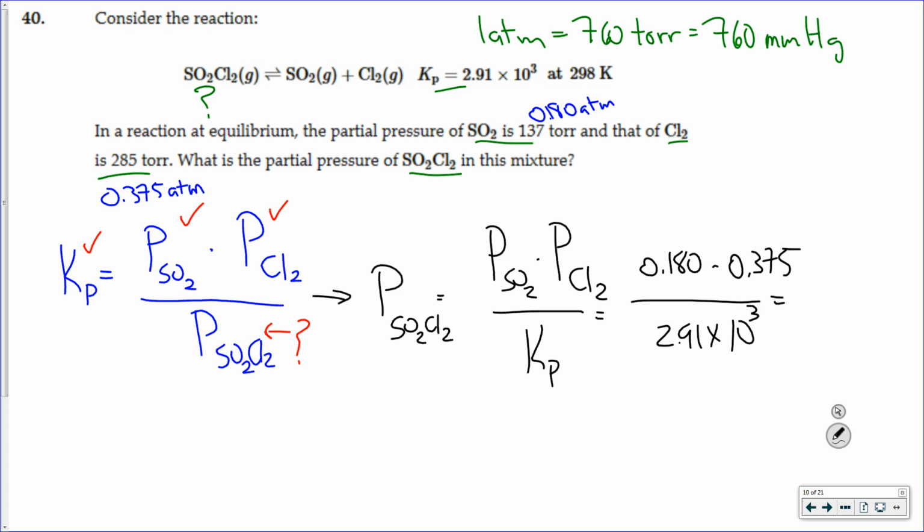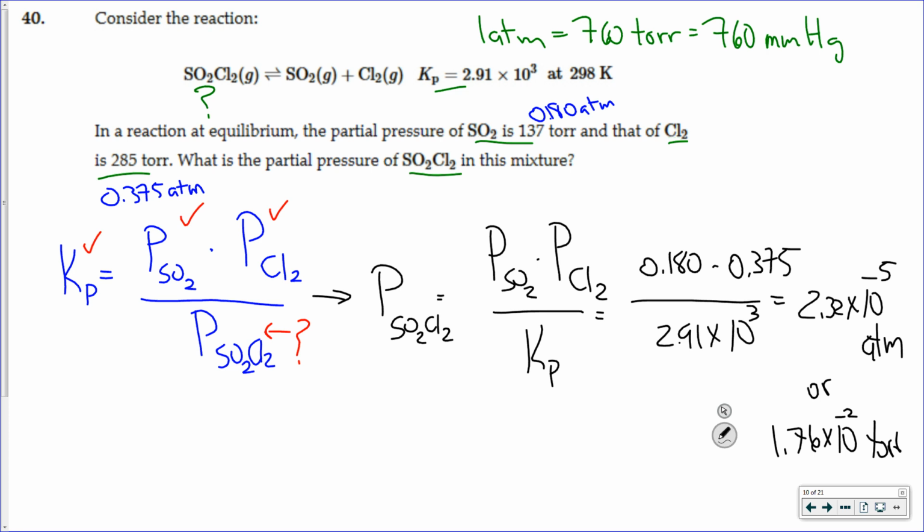And I get a really small number. I get 2.32 times 10 to the minus 5th atmospheres. If I wanted that back in torr, I could multiply it by 760, and it would still be a small number. It's not as small as in atmospheres.